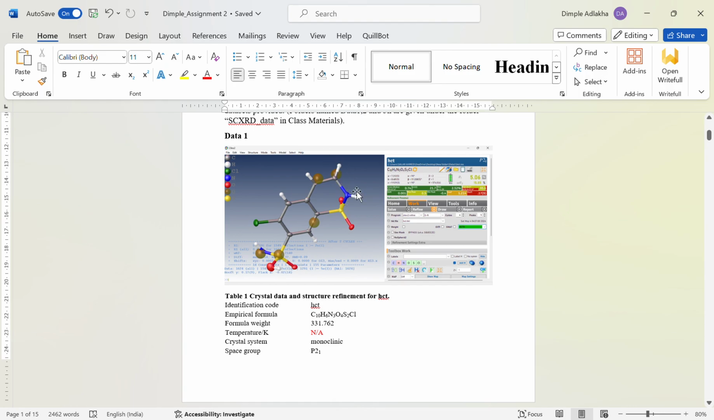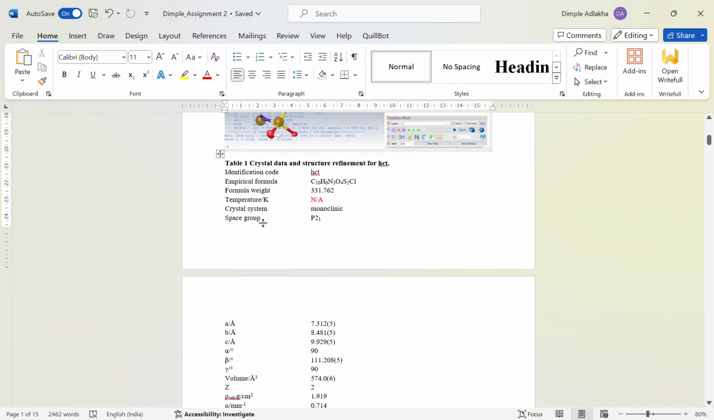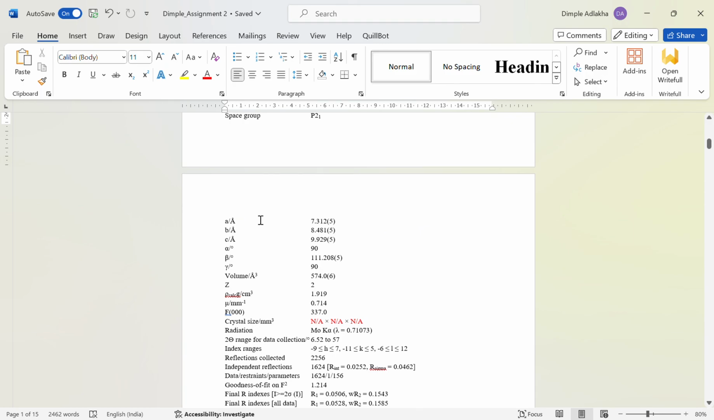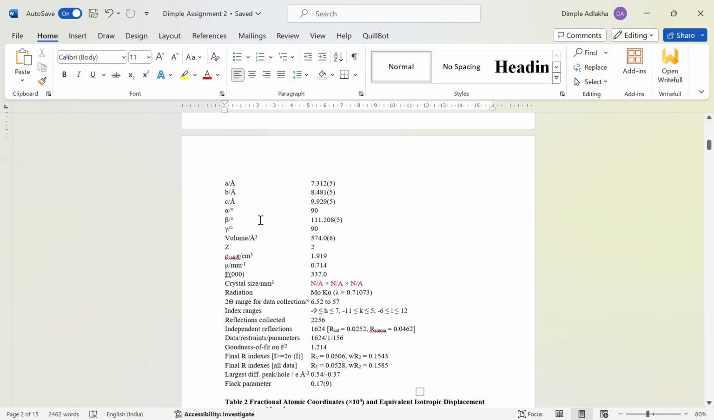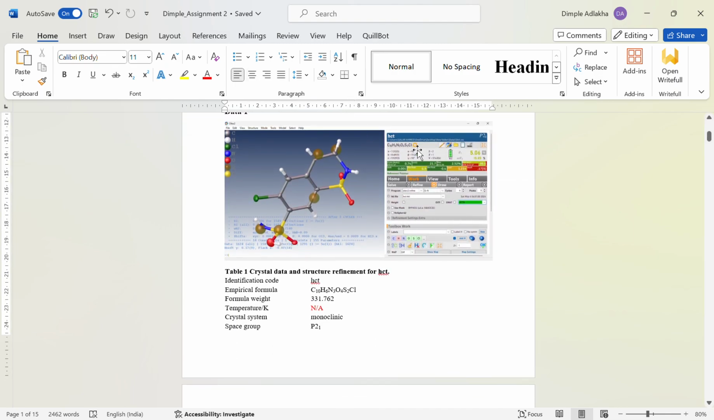As we can see, we have the empirical formula, crystal system, space group, and the cell parameters a, b, c, alpha, beta, gamma, etc. So this table represents all the information of this crystal structure. Then we downloaded the zip files using the work tab, and then we went to the refine tab. Here we have this ACTA option. From this we can get the zip files.